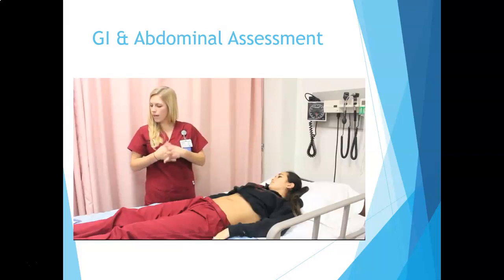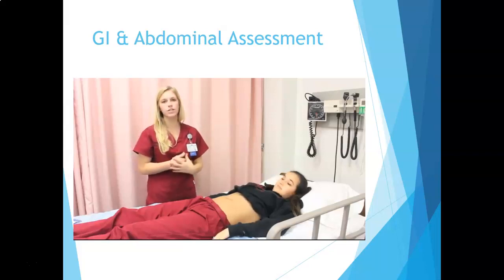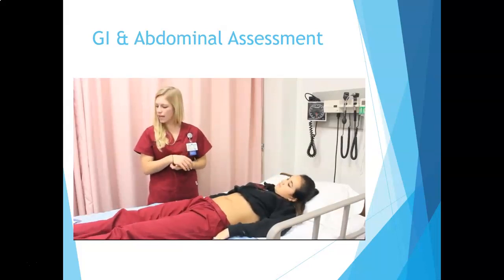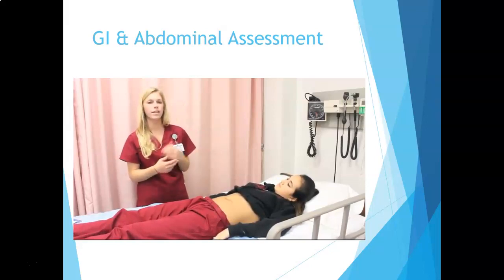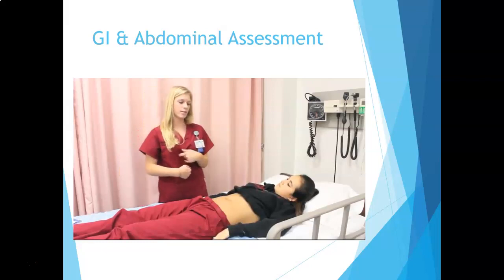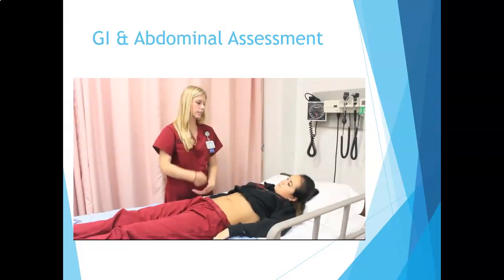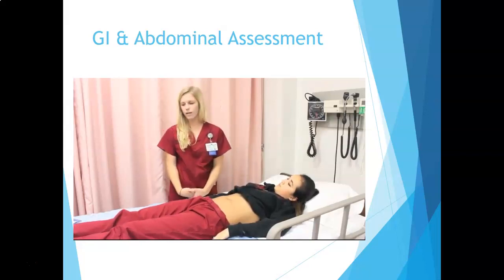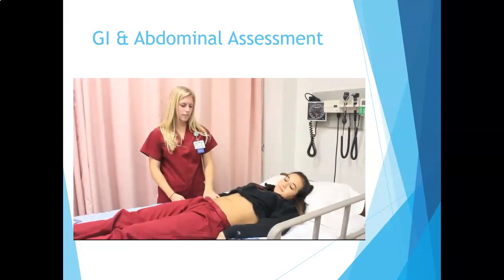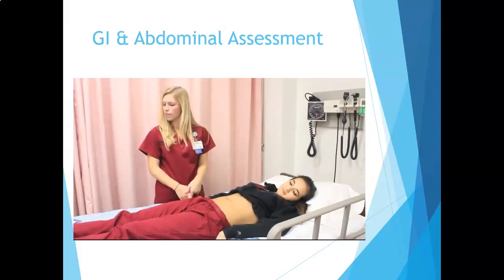The first one is called rebound tenderness, and this is the Blumberg sign. This test you want to perform at the end of the assessment because it can cause the patient some pain. So I'm going to push down on the patient and I'm going to release quickly. Any pain or tenderness? No. No pain or tenderness.